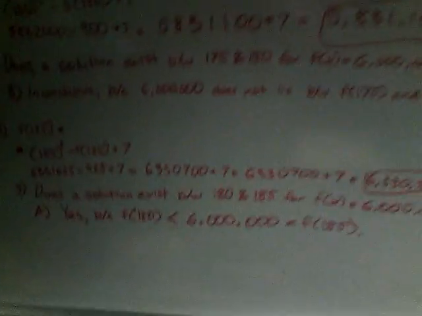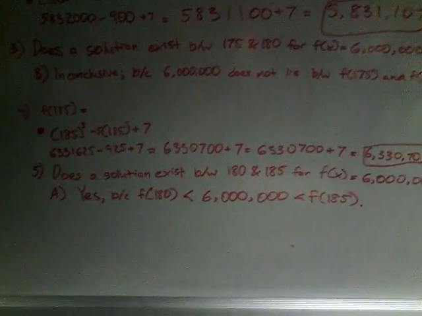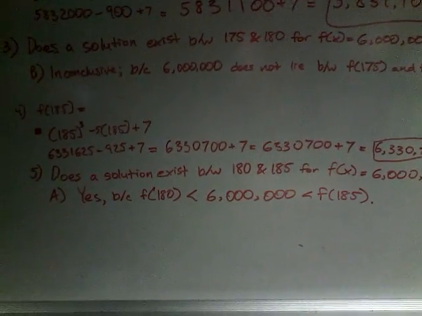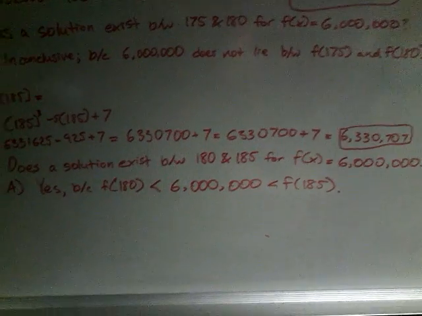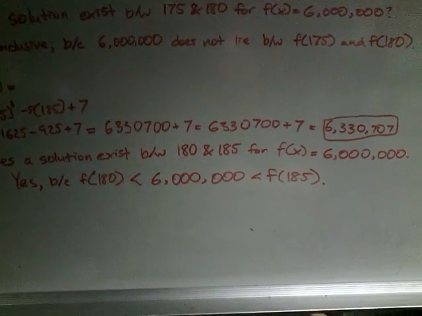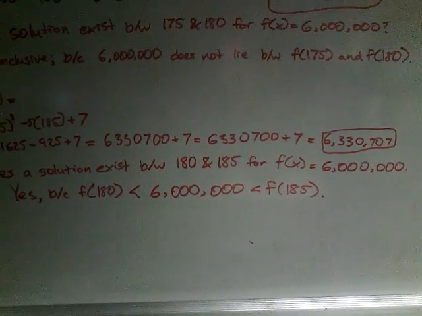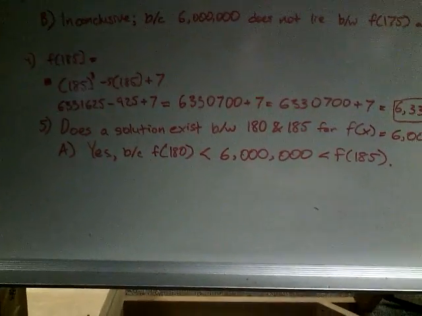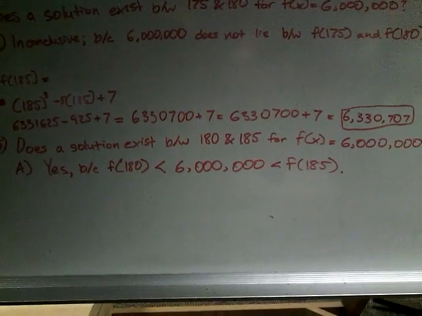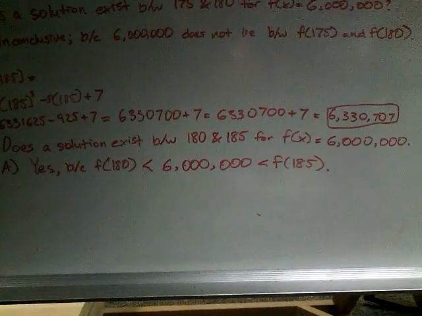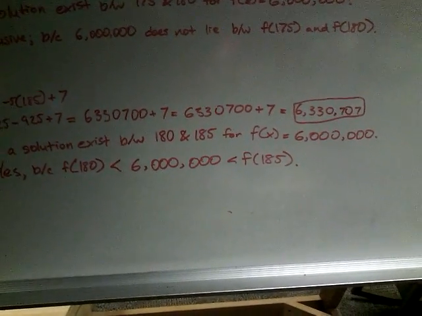Now that you know that, you keep on testing. So now we work with f of 185. When we plug in 185 and do the same process we did in the previous problems, we find that f of 185 is equal to 6,330,707. Next, question 5 of problem C asks, does a solution exist between those 2 points, f of 180 and f of 185, for f of x equals 6 million?